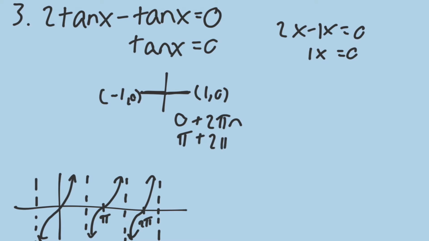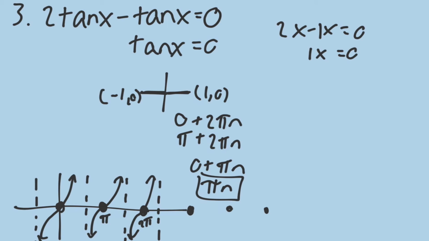But if we look at a graph, 0 plus 2 pi n, we're going to keep adding 2 pi and getting those, and then we get pi plus 2 pi n, and we're getting all of those. But really, a more efficient way of saying this would be we could just say 0 plus pi n and go up by pi's, and then you're going to hit each solution that you need. And 0 plus pi n is the same as just pi n. So that would be the most efficient answer, but these are still valid answers as well.